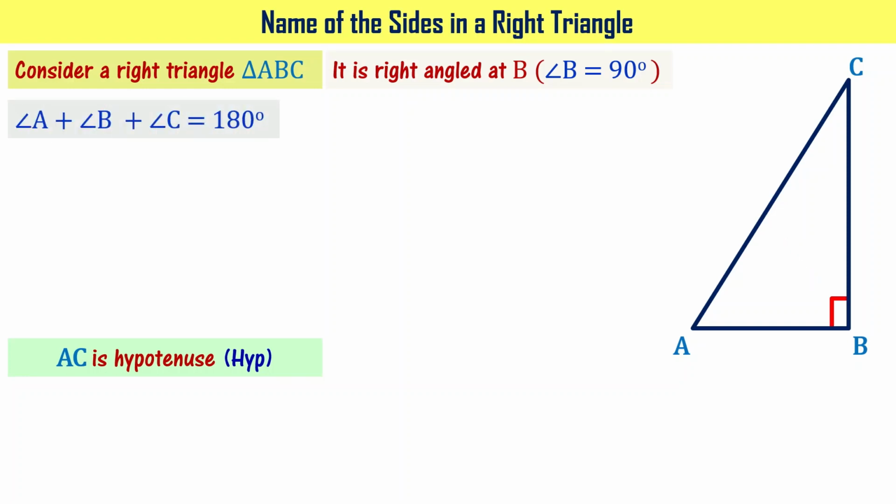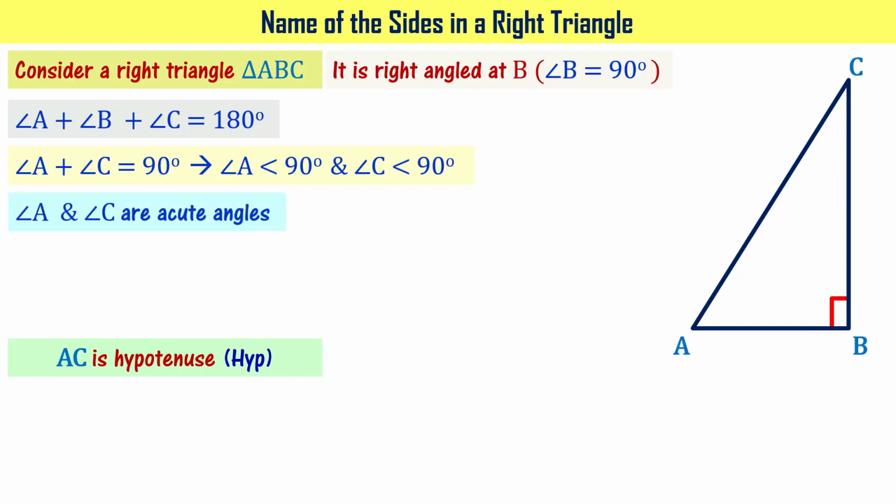We know that the sum of the angles of a triangle is 180 degrees. It means angle A plus angle B plus angle C equals 180 degrees, right? And we said that angle B is 90 degrees. It means angle A plus angle C equals 90 degrees, right? This means angle A is going to be less than 90 degrees and angle C is going to be less than 90 degrees, right? Because their sum is 90 degrees, these two quantities have to be certainly less than 90 degrees, right? That's why, since the angles are less than 90 degrees, we call these two angles, angle A and angle C, acute angles. Please take a note of this.